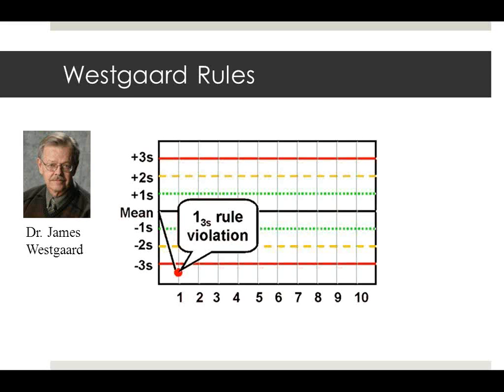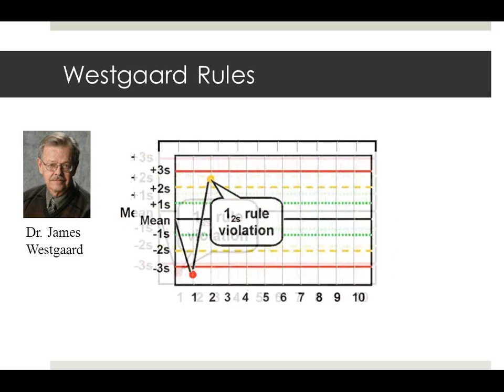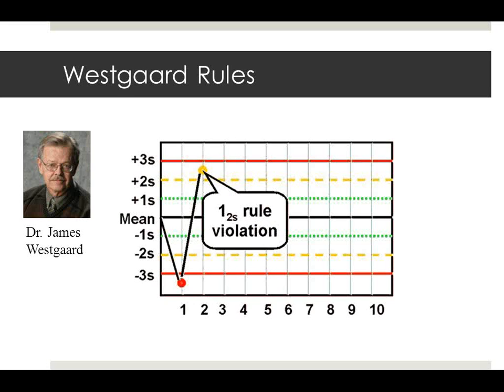So things like the 1-3S rule. If you're out 3 standard deviations from the mean, you're out of control. Something's wrong. You need to recheck that instrument and look at what's going on. The 1-2S, where I've shifted more than 2 standard deviations in an opposite direction. Okay, probably want to look at that instrument. Might still be in control, but I'm going to look at that one.